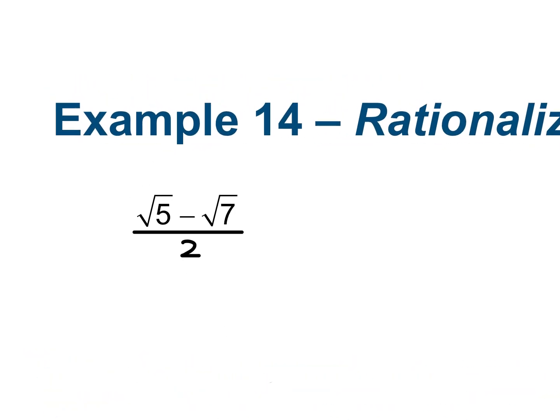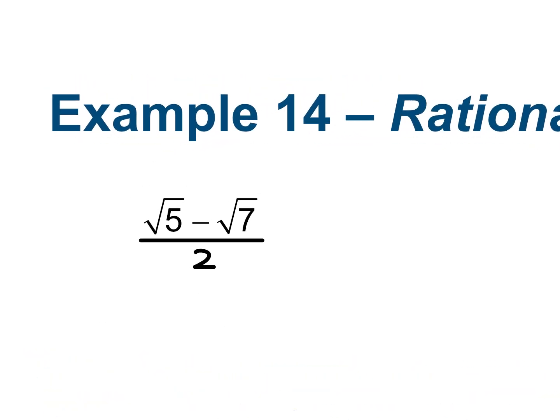Right, now example 14 is a little bit different. Here it tells us to rationalize the numerator. Typically we rationalize the denominator because we don't like square roots in our denominator. But this one, the question is just asking us to do it for the numerator. So it's the same steps, it's just up top now.